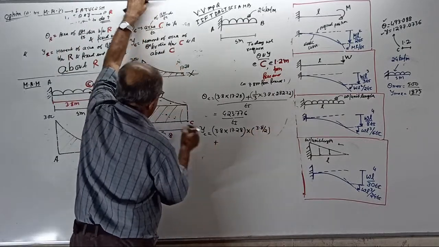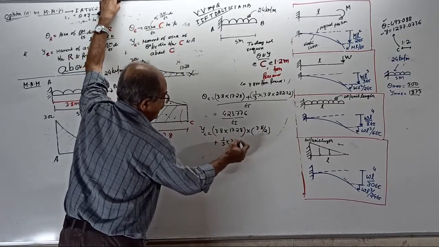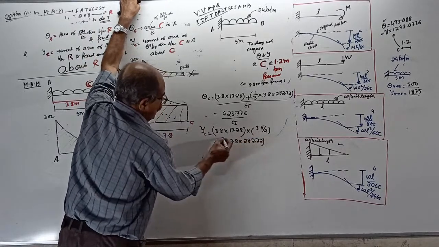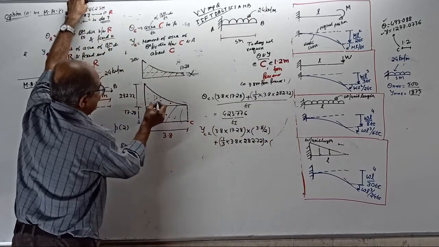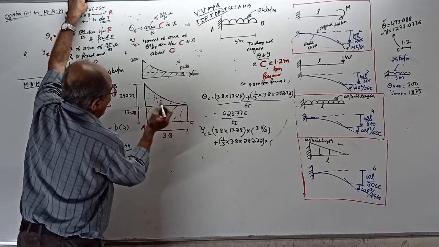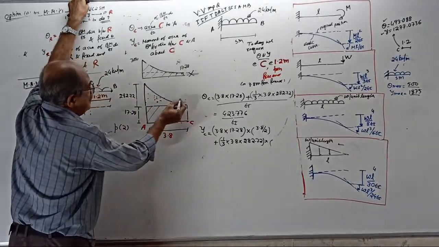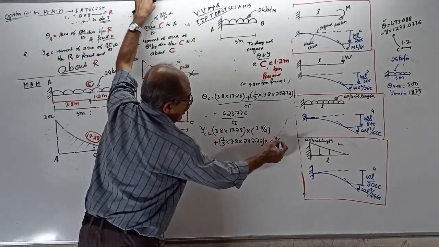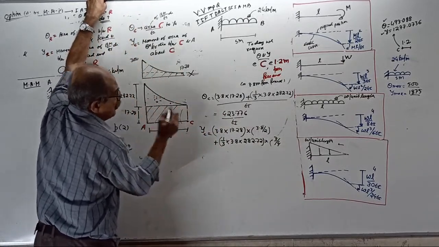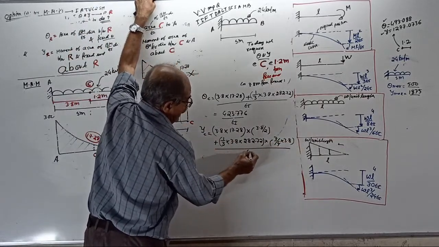8 by 2 plus another area, 1/3 of base 3.8, height 282.72 is the next area. 1/3 into, I told you this CG of a triangle is 1/3, 2/3. If second degree parabola, this is 1/4, this is 3/4. I told you a thousand times. For this parabola, from here 1/4, from here 3/4. 3/4 of 3.8. Answer complete divided by EI.